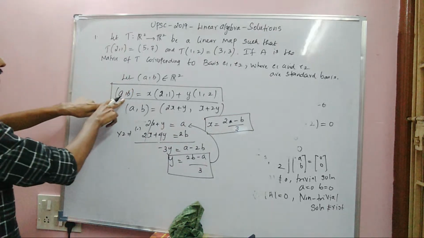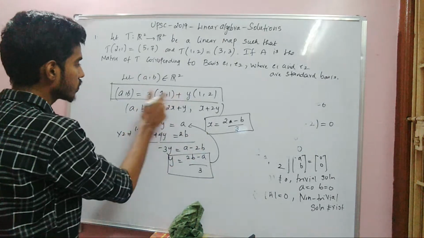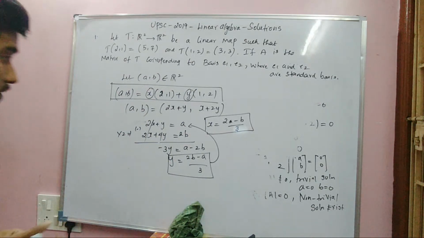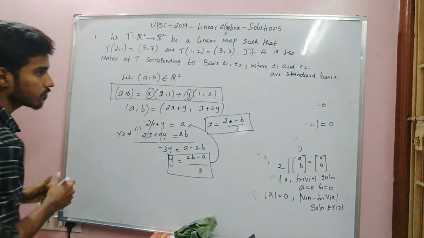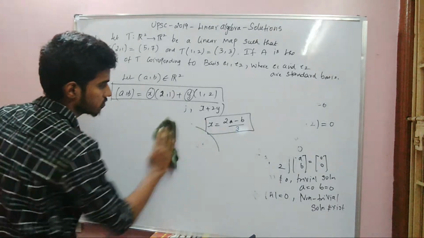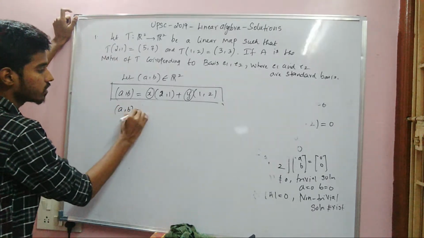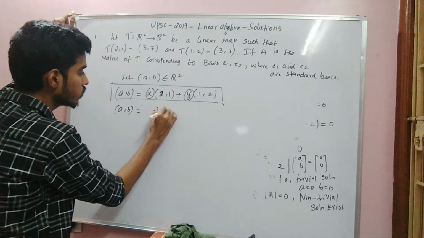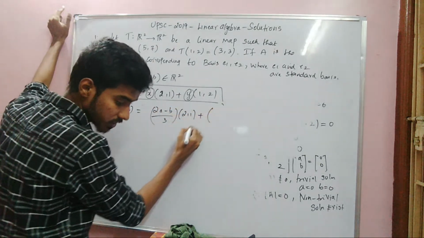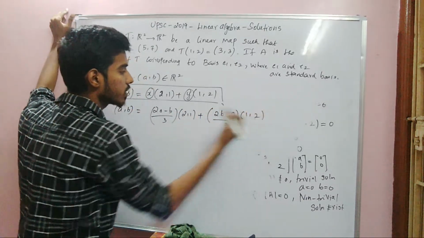So you can write any vector as a linear combination of these two basis vectors. Now we want to find the values of x and y in terms of a and b. What we have found is x is equal to (2a minus b) by 3. So that means (a, b) is equal to (2a minus b) by 3 times (2, 1) plus y, which we found is (2b minus a) by 3, times (1, 2), right?